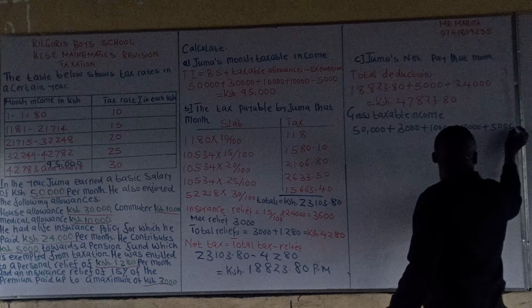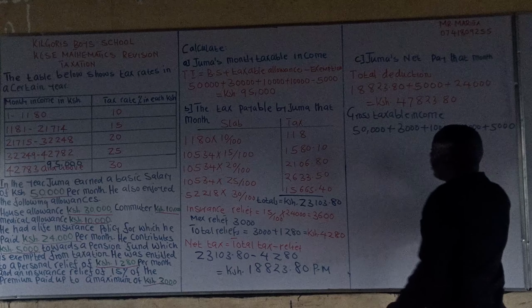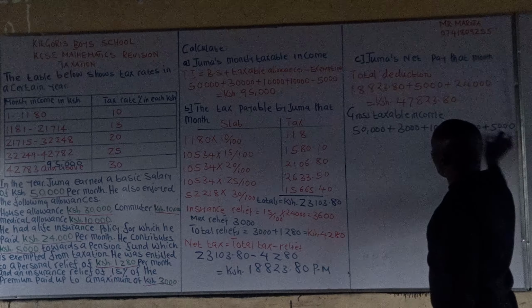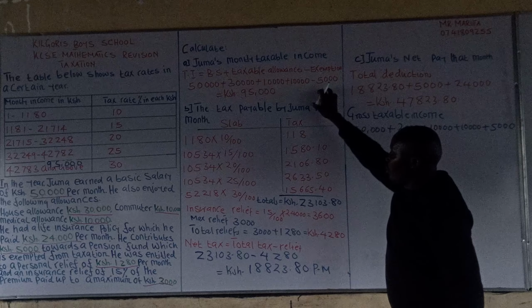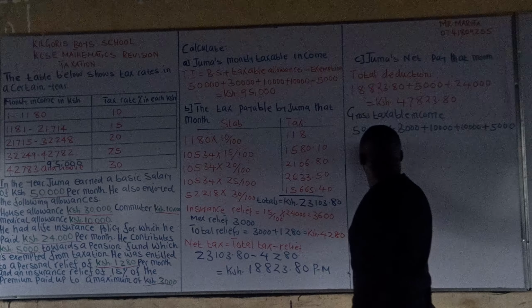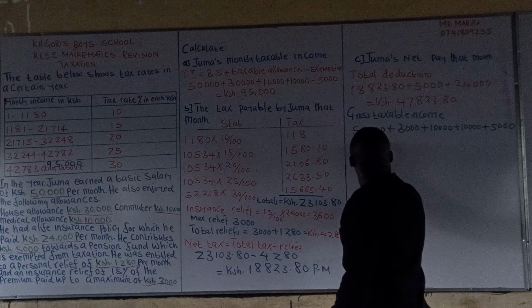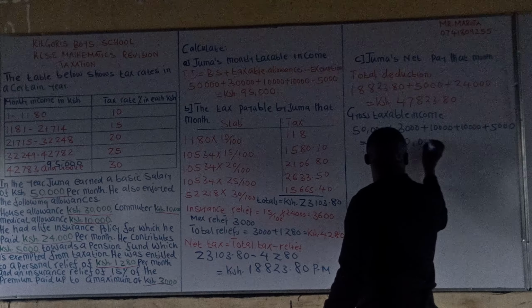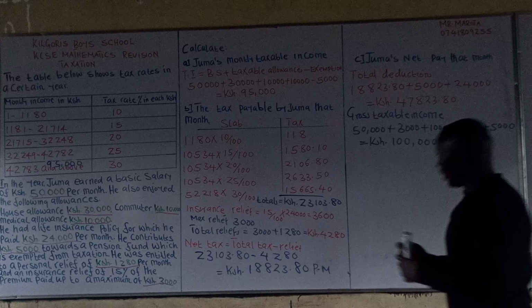This 5,000 here is being exempted from taxation. Remember this money we subtracted in the first case because it is not being taxed. So that one now will be equivalent to Kenya shillings 100,000. We have that one as 100,000.